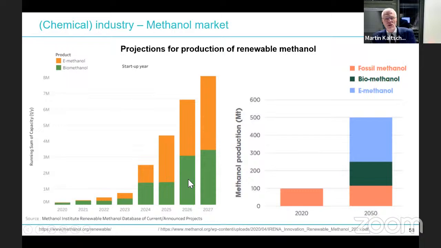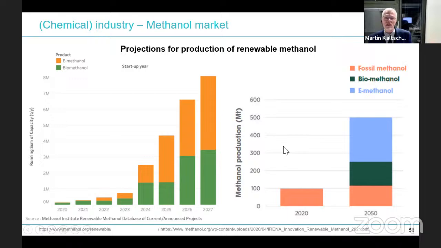So when we look at the market development, you can see very nicely that the Methanol Institute expects, in the coming years, a very strong increase in green methanol products. On one hand, biomethanol, which is the green part, and e-methanol, which is the pathway that Fabian has shown very nicely. There you can see that this will most likely increase strongly in the years to come.